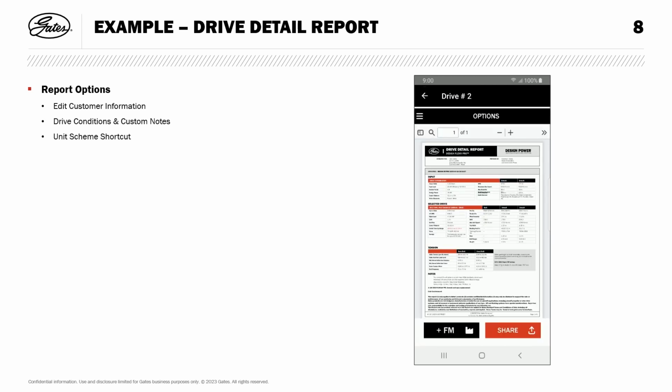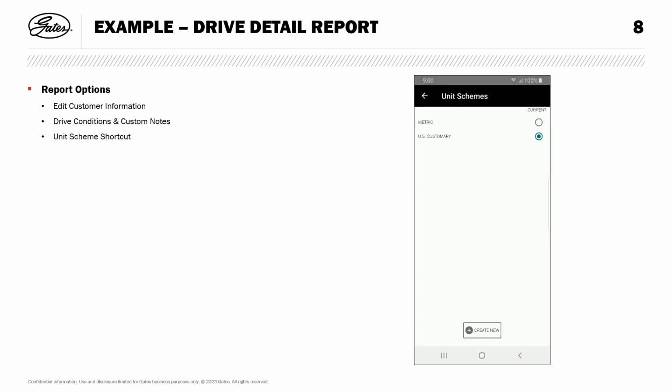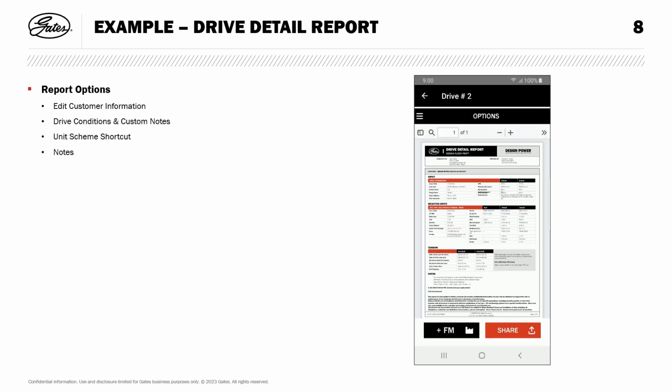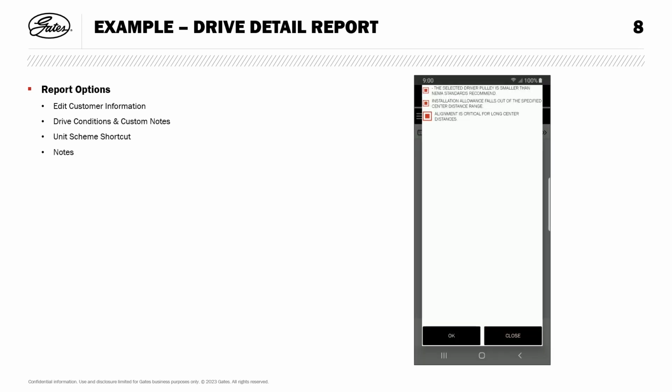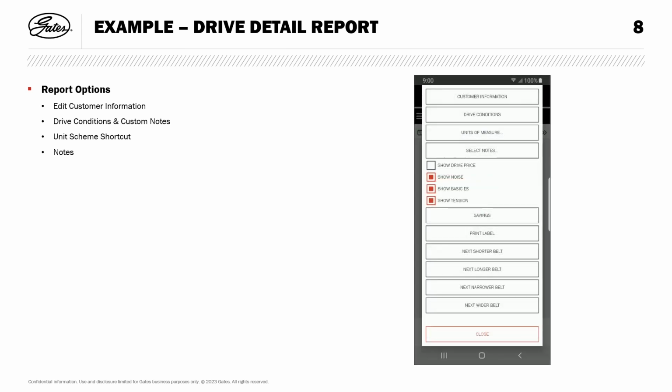Up next, we have a shortcut to the unit scheme in case you need to make any adjustments at this point. Next, we have the option to show or hide certain notes. Maybe this one isn't relevant to my customer, so I can remove it. Some notes cannot be removed.